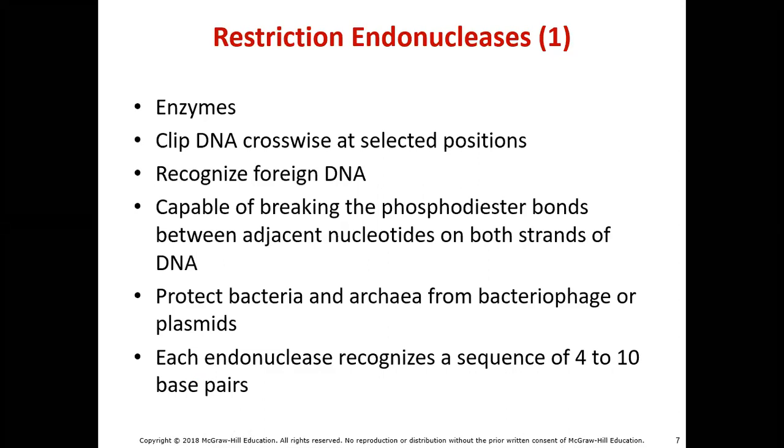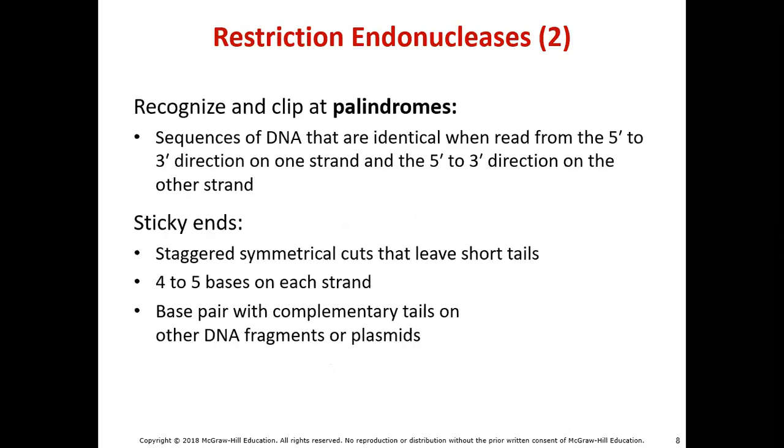These enzymes naturally occur in bacteria. It protects the bacteria from archaea and from bacteriophages, or potentially other plasmids. They can cut them up. Each endonuclease recognizes a sequence of about 4 to 10 base pairs. So you have a palindrome. At the end of the sequence, you'll have an area of bases that read one way and then on the other side the other way, but it's the same bases. It's called a palindrome. So they recognize those areas and make a cut.